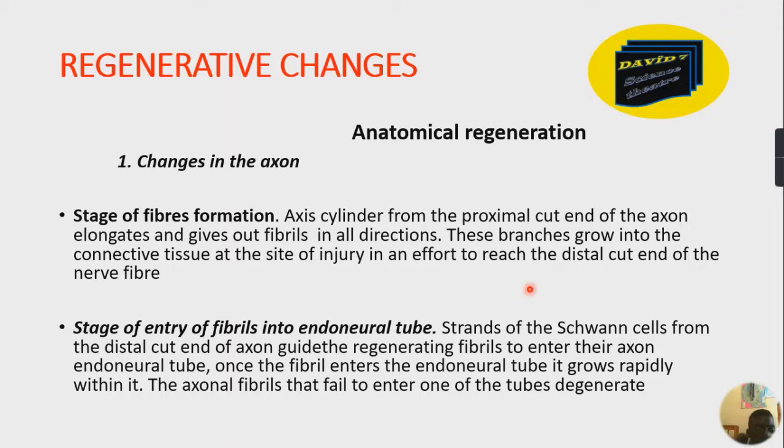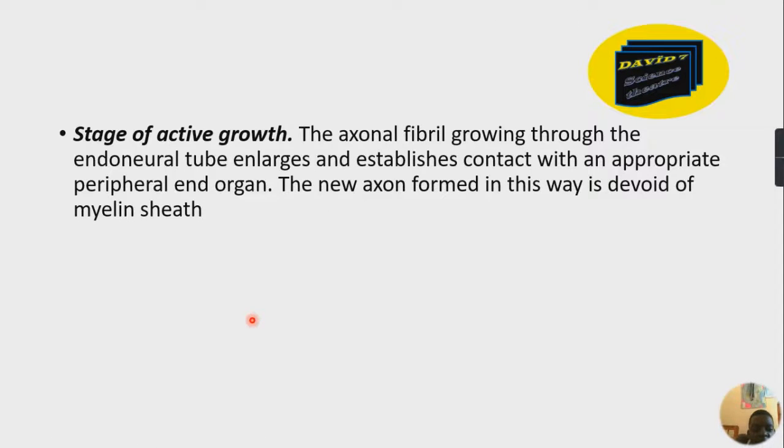Okay? And there is a stage of entry of fibrils into the endoneural tube. So first we formed the fibrils from an axis cylinder. Now we have the entry of each fibril into the endoneural tube. The strands of Schwann cells from the distal cut end of the axon will guide the regenerating fibrils to enter the endoneural tube. Once the fibril enters the endoneural tube, it grows rapidly within it. The axon fibrils that fail to enter one of the tubes degenerate. And if two enter, only the largest one will survive, and the smallest will degenerate. Okay, so there is a stage of active growth.